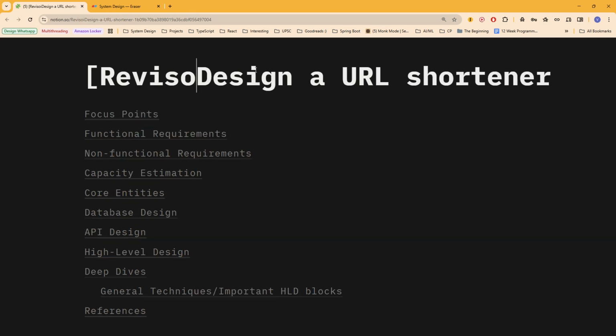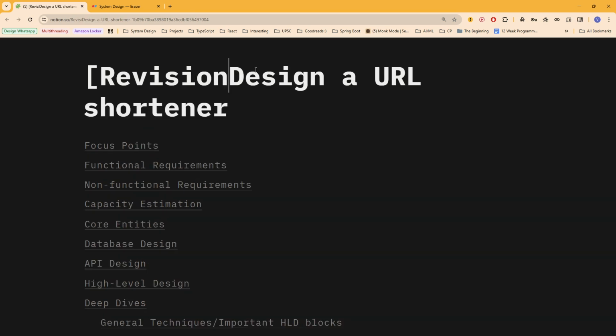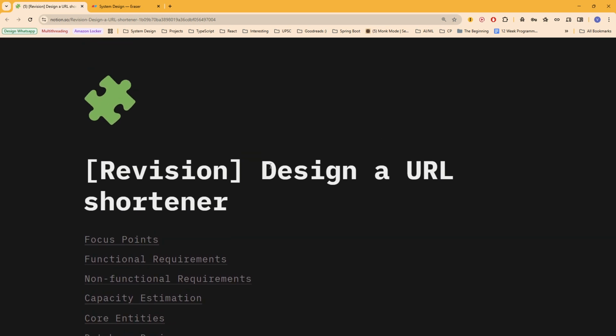Otherwise, if you are listening to this video for the first time, and if you haven't solved any URL shortener question or any high level design question earlier, this might seem tough to you.